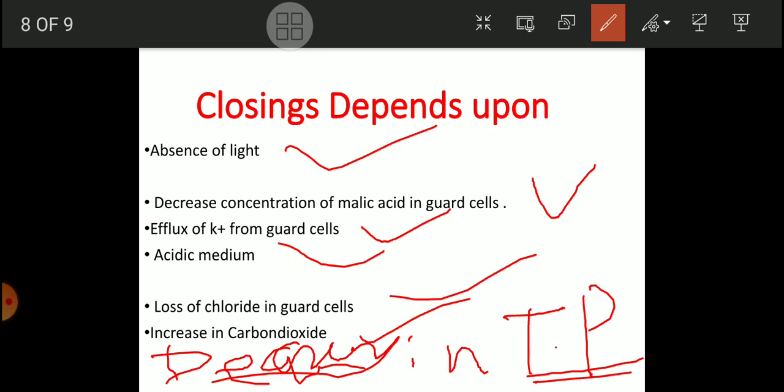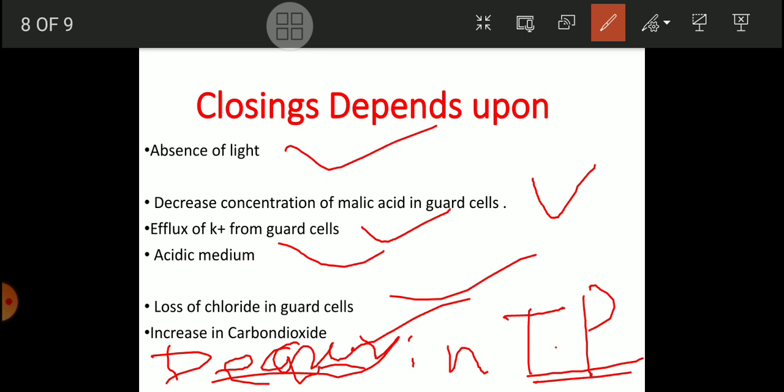The degree of stoma, the degree of aperture opening, depends upon the degree of turgor pressure, isn't it? The more the turgor pressure, definitely the bigger the gap we will find between the two guard cells, that is, the stoma is open. So you have to keep in mind that K plus influx increases turgor pressure, and efflux, whenever it goes outside, causes a decrease in the turgor pressure.